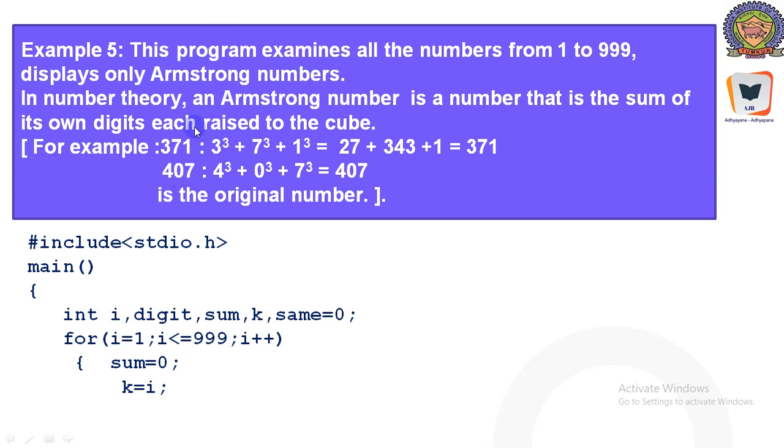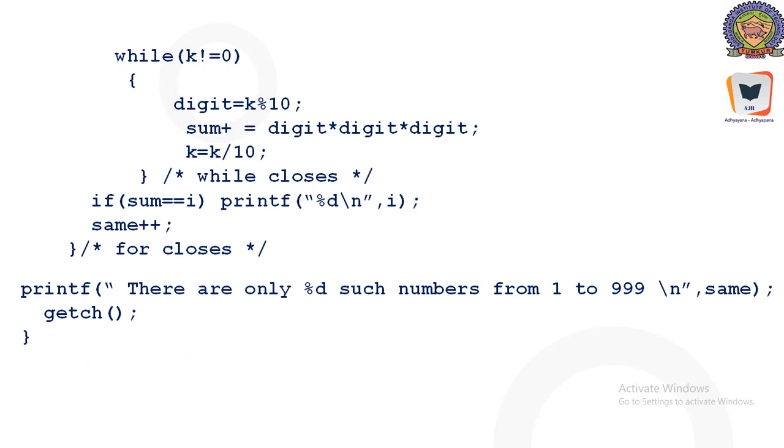What is the significance of them? So 3 cube plus 7 cube plus 1 cube happens to be 27 plus 343 plus 1, 371. Similarly, 407 can be obtained once again by cubing the 4 and cubing this 0 and cubing this 7. It becomes 407, the original number. When the sum of the cubes of the individual digits equal to the number itself, then that number is an Armstrong number. Okay, it is pretty easy to compute this. Anyway, we need for loop, and we also need while loop.